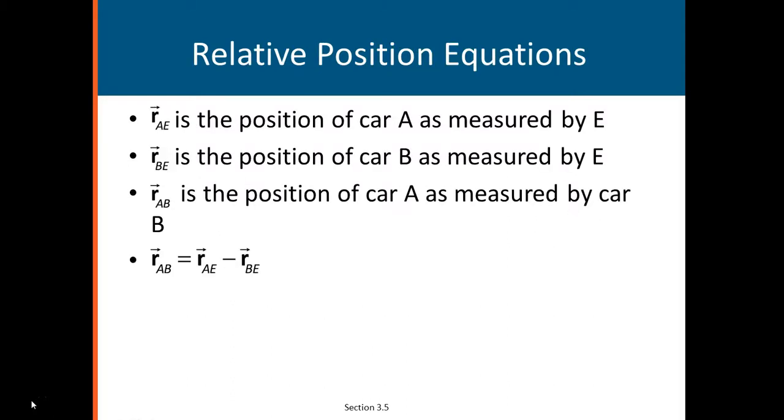So if we wanted to say the position of car A relative to E, or relative to the Earth, we would say RAE. So the position of car A relative to Earth will be written as RAE. That means the position of car B relative to Earth would be RBE, and the position of car A relative to car B would be RAB. And so then we come up with this equation where the position of A relative to B is equal to the position of A relative to the Earth minus the position of B relative to the Earth. And I'll show you what this means. Right now it just sounds a little confusing, but you just want to keep those subscripts in mind.